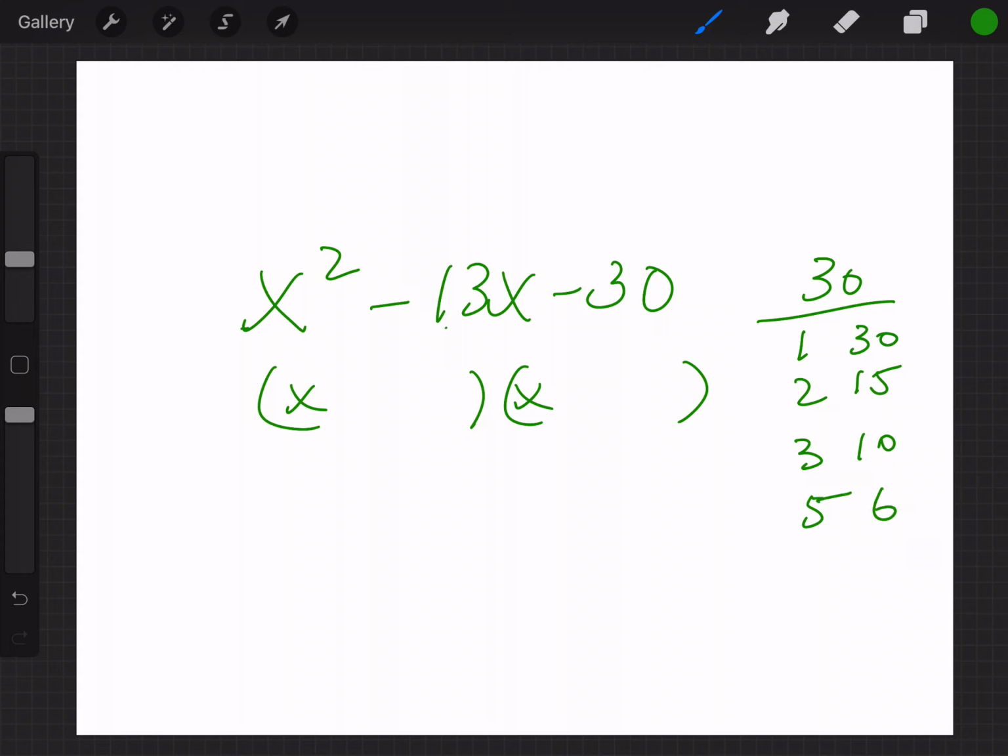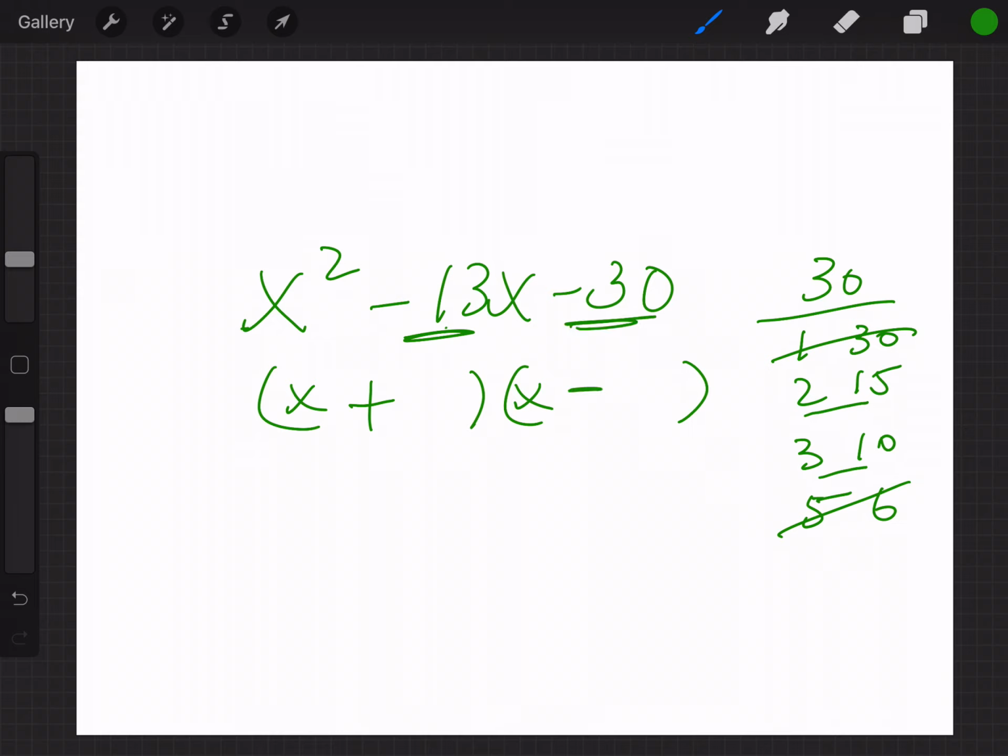So which one of these pairs is going to give me a negative 13? This won't. This could. And this could. This 5 and 6 is 11 in case you added it wrong. So that's not. So which one of these pairs? So how do you know which one? Now, this is important here. Only one of these pairs will actually work. You got to be careful of your signs here. You need a negative 30. That means one has to be positive and one has to be negative in order to get a negative 30.